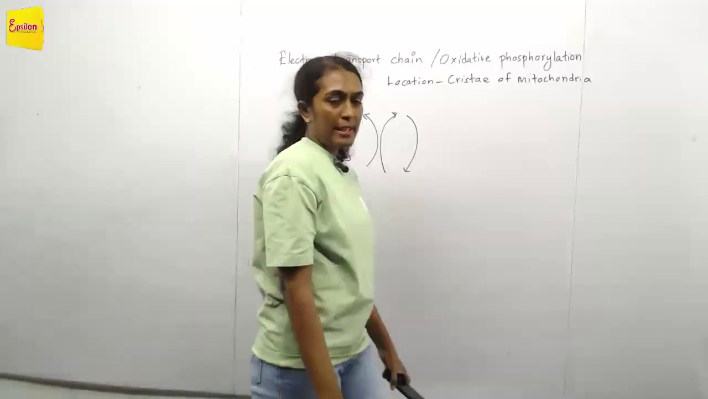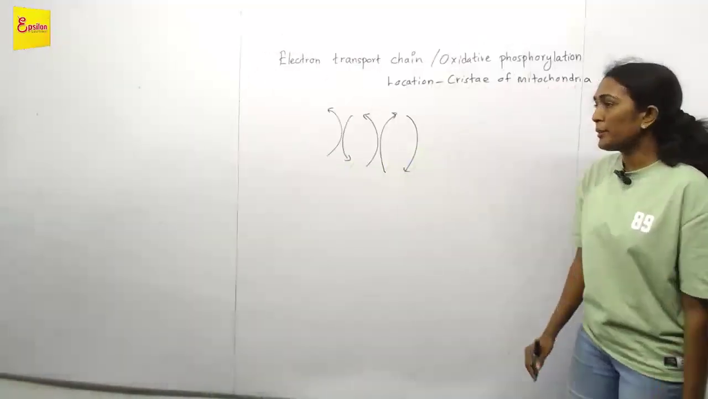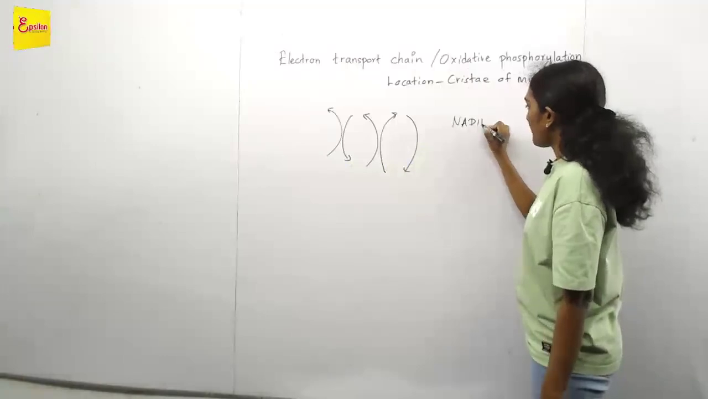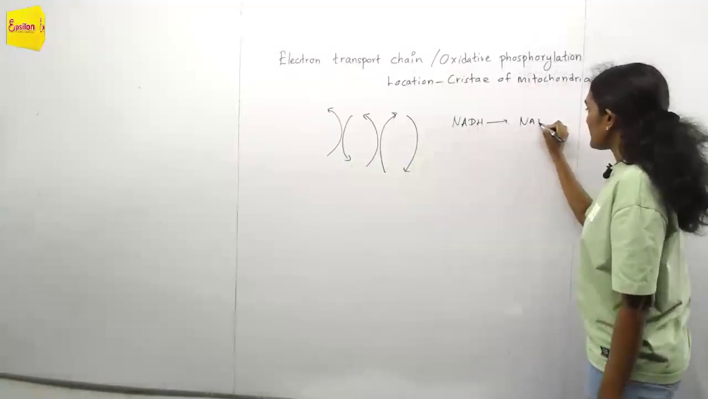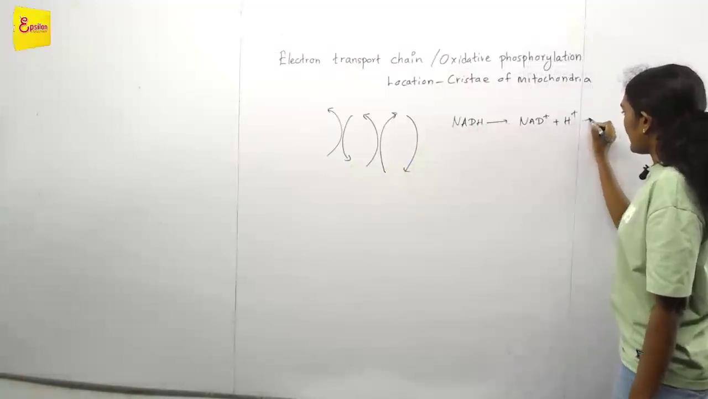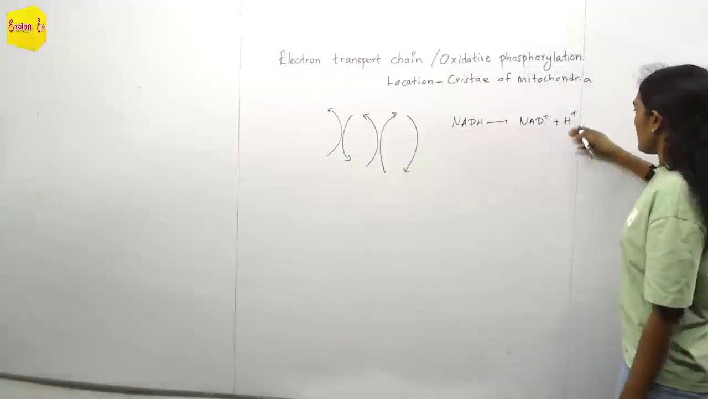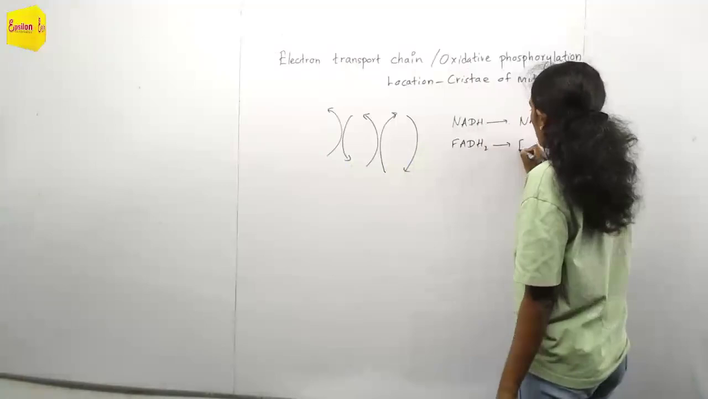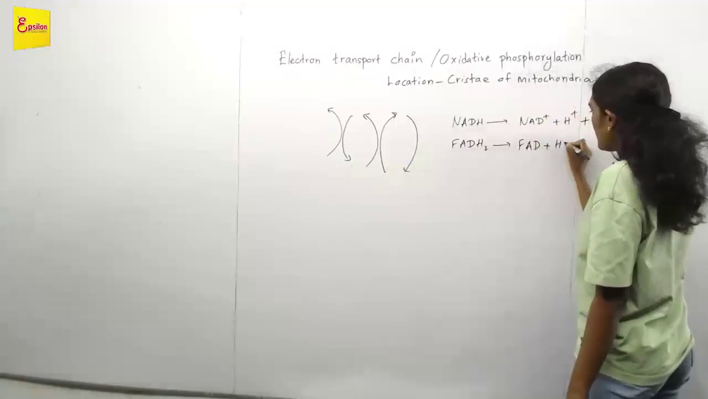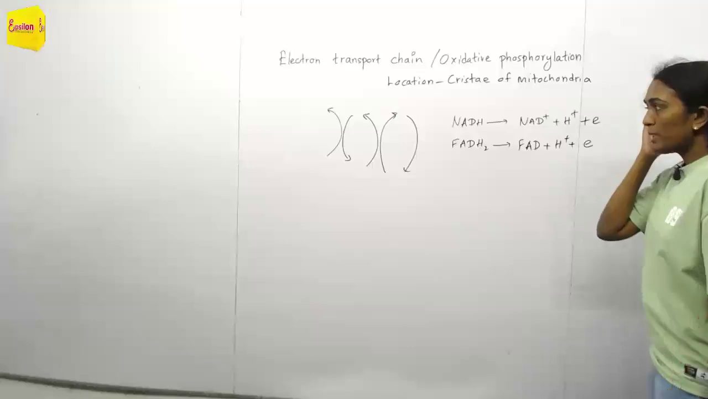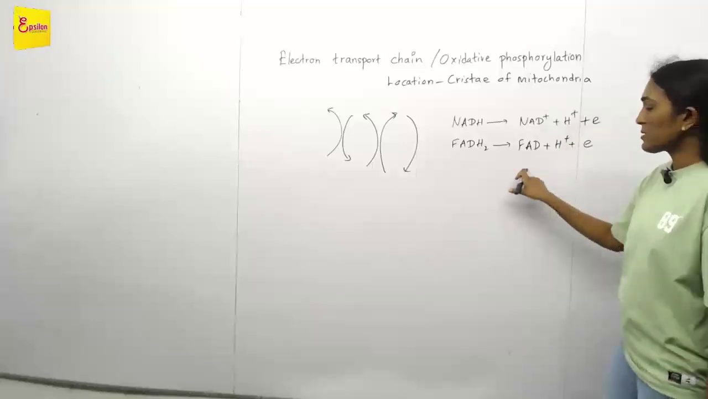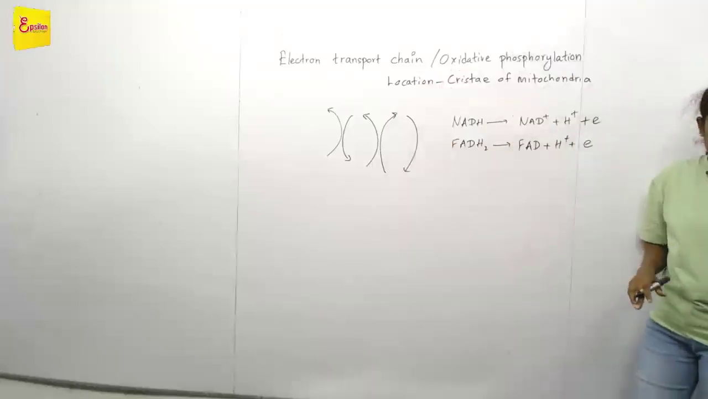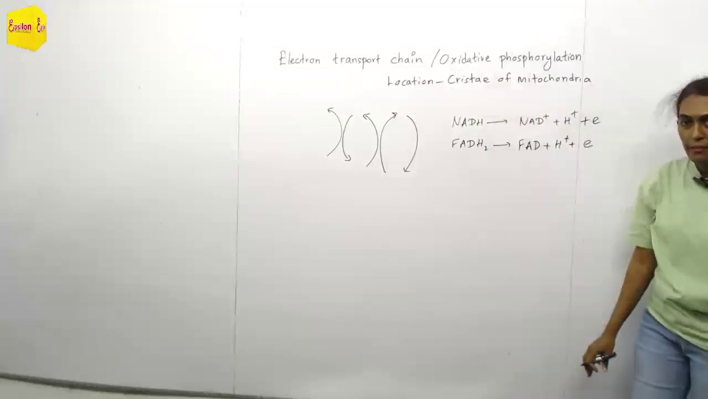There are a lot of enzymes in the cristae of mitochondria to oxidize these molecules to get energy. For example, NADH is converted into NAD plus, H pluses and electrons, and FADH2 is converted into FAD plus H plus and electrons. So the energy released by oxidation of these molecules is used to produce ATP. That is why it is called oxidative phosphorylation.